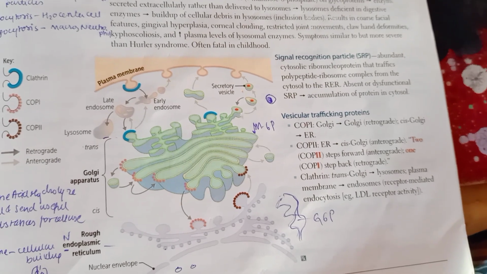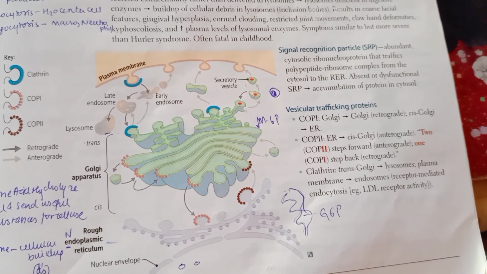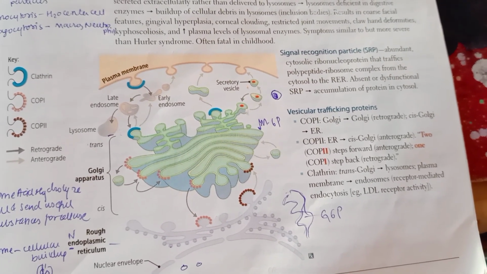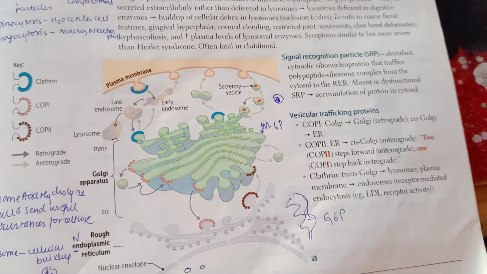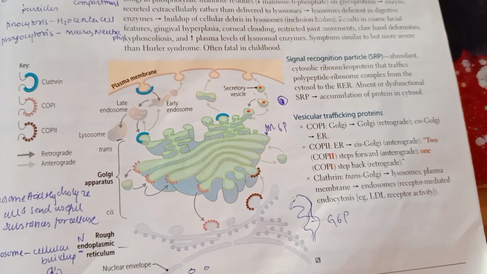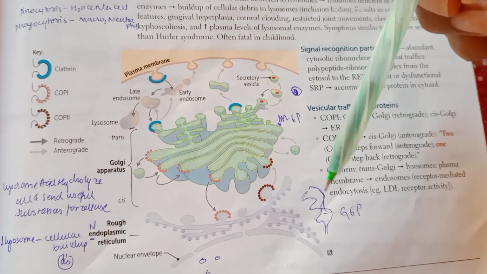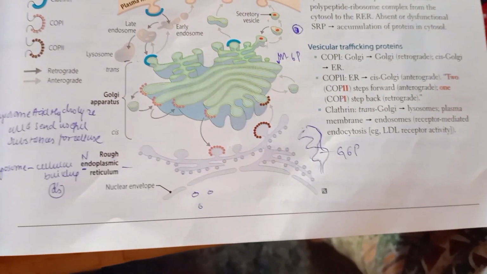Next, we'll discuss the signal recognition particle. Actually, these are cytosolic ribonucleoproteins which traffic the polypeptide ribosome complex from the cytosol to the rough endoplasmic reticulum. So if they're absent, that will lead to accumulation of this protein inside the cytosol itself.